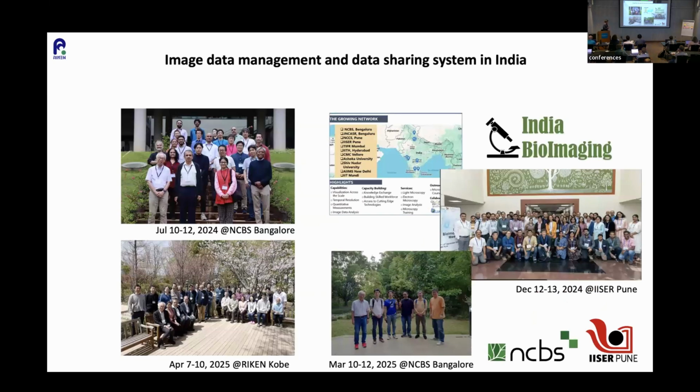So one way to do that is we are now starting to collaborate with India. I visited India 3 times last year. We collaborate on setting up the image data facility and also the image data repository system in India, which is collaborating with our activity. So we hope we can accelerate this kind of activity in India.